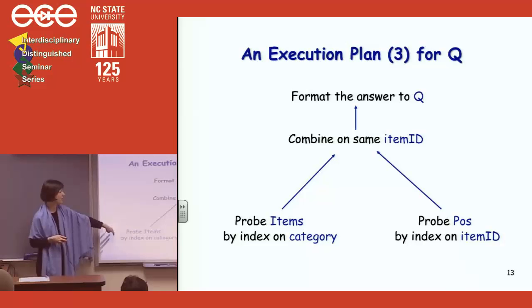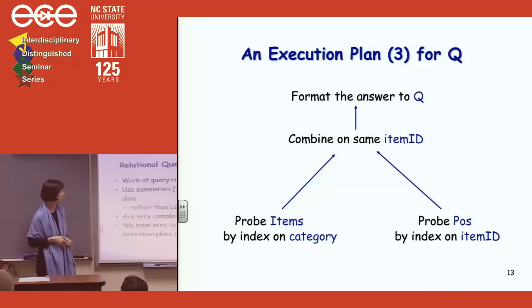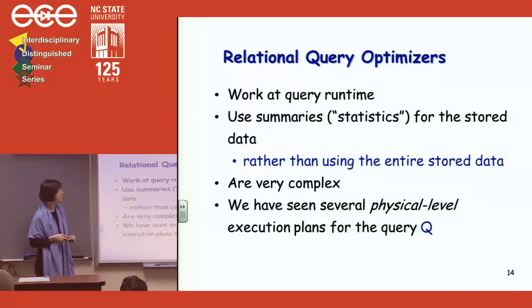Because even with just the relevant data, in real-life companies we could have very large amounts of relevant data that we have to explore. Very, very large amounts. So can you do any better than this? So what do query optimizers do? They work at query runtime. That means they have very little time to explore all possible execution plans for a query.